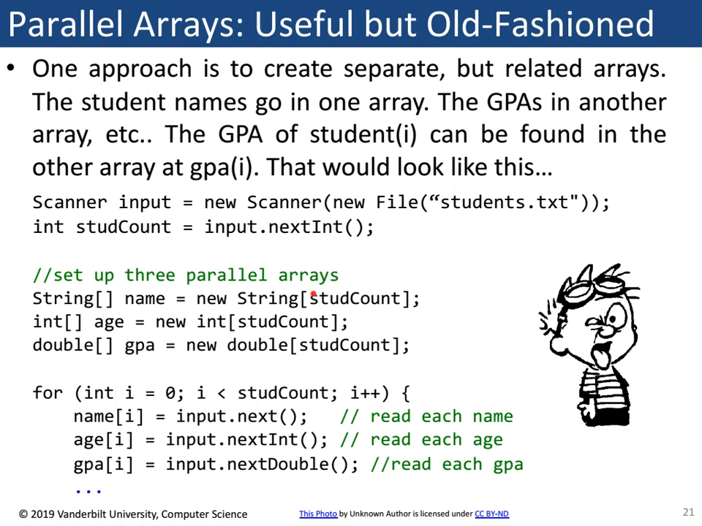And then we would use the student count as the number of elements for each array, and then we would have some for loop to process in each record. And we'd have to use the next int, next double to read in the values from the file. This will work. We can certainly write our code this way and it will function. However, we can do better.